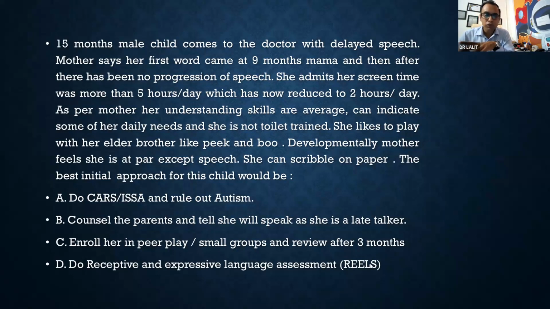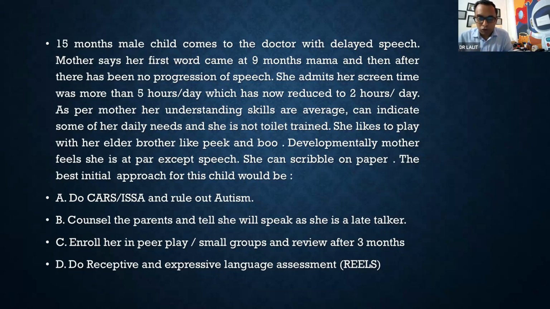The best initial approach is CARS and ISA is not there. This is not the best approach because first of all, CARS and ISA is a confirmatory diagnosis which has to be done at the age of 18 months. If I would have mentioned here M-CHAT revised, that could be a possible option to think. So A is not the answer. Counsel the parents and tell she will speak as she is a late talker. No, definitely not. That doesn't fit this child, that you cannot counsel that at 15 months, from 9 months to 15, there has been no progression.